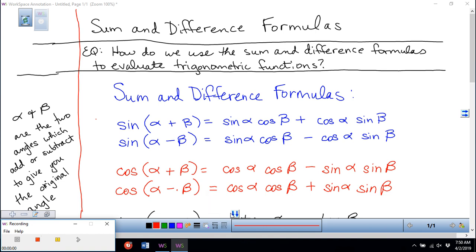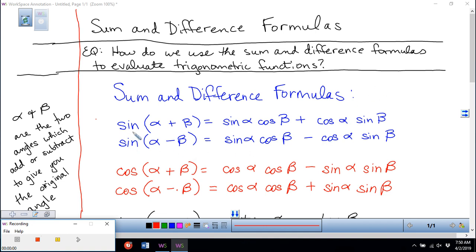Hello. Today we're going to learn about sum and difference formulas. Our essential question is, how do we use the sum and difference formulas to evaluate trigonometric functions? First, let's start off with our sum and difference formulas.